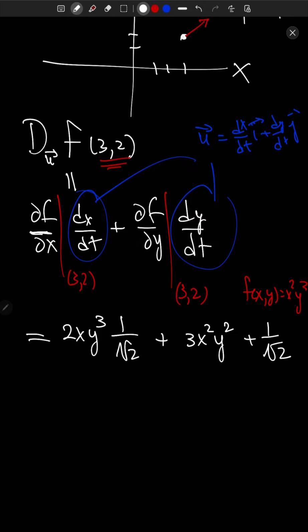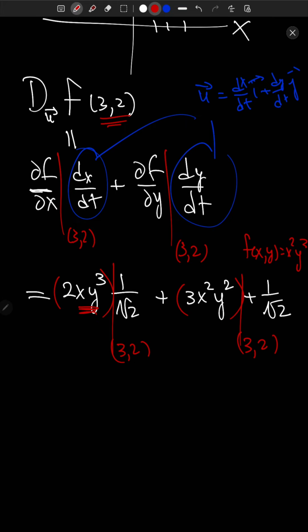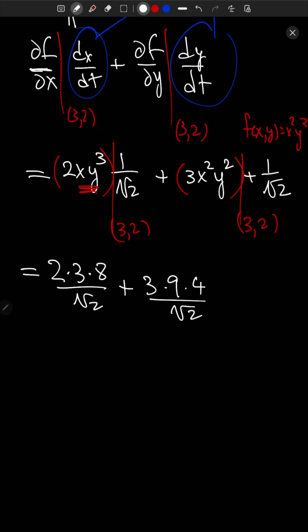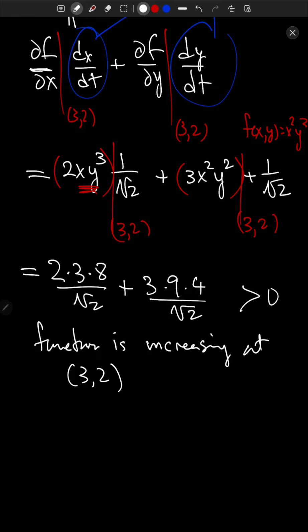Okay. And I guess I should emphasize, all of this x and y is evaluated at 3 comma 2. Let me write all that out. So this is going to ultimately be equal to 2 times 3 times 8 over root 2 plus 3 times 9 times 4 all over root 2. Whatever number that is, one thing we can see is it's a positive number, so it means our function is increasing at 3, 2.